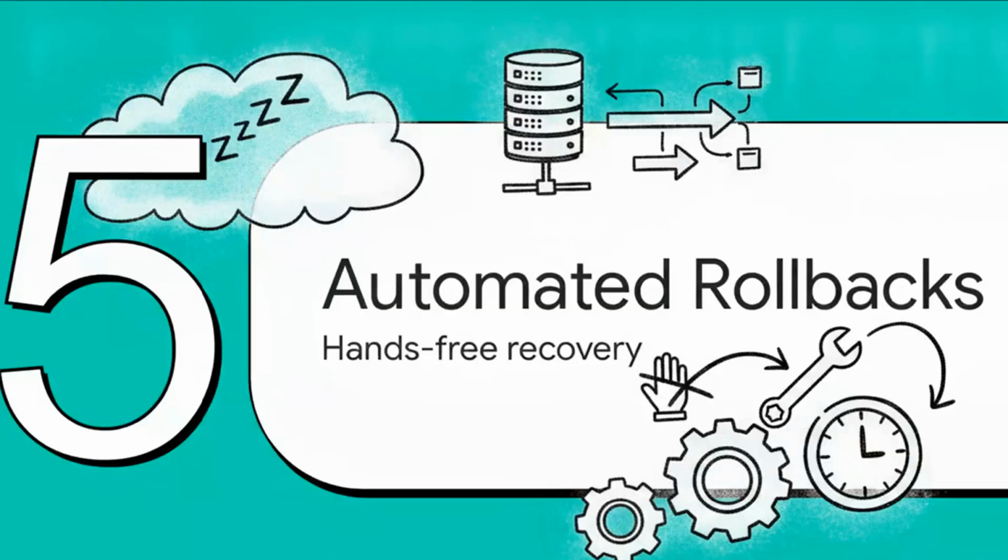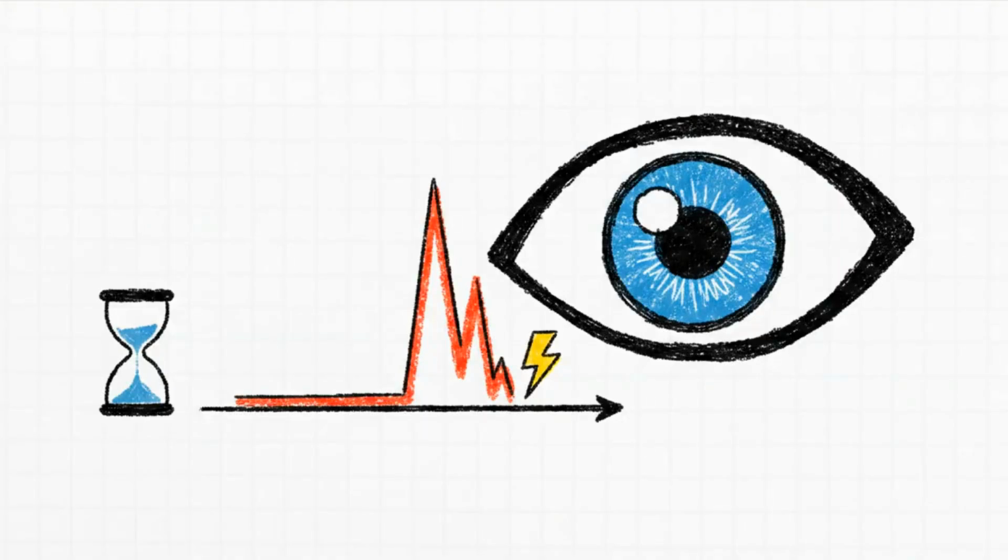Section 5. GitHub Actions Automated Rollbacks. This right here is how you get to sleep through the night while on call. As your mentor, I want you building systems that literally fix themselves. Let's build hands-free automated failure recovery right into our deployment pipelines using GitHub Actions.